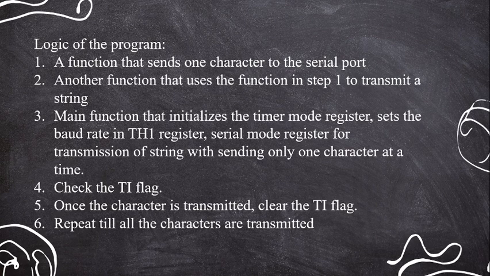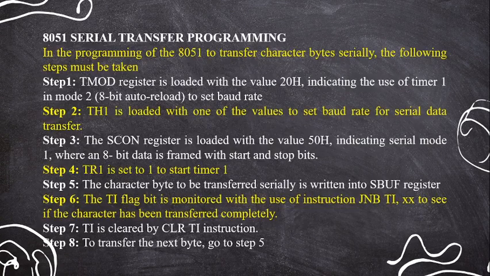The logic here is that we'll write a function which will send one character to the serial port. We'll write another function that uses the function in step 1, which will send the string character by character. And then in the main function, we will initialize all the registers, as we discussed: the TMOD register set to a value of 20, SCON register set to a value of 50, and TH1 register set to a value of -3, or FD, which is nothing but the baud rate of 9600.